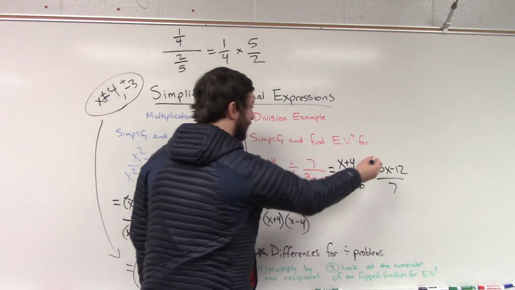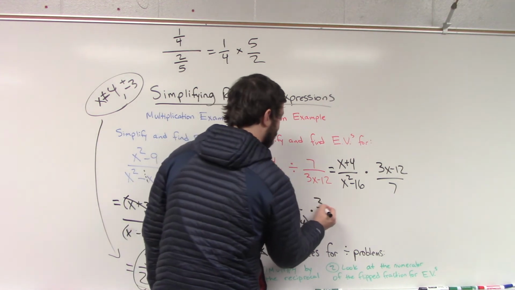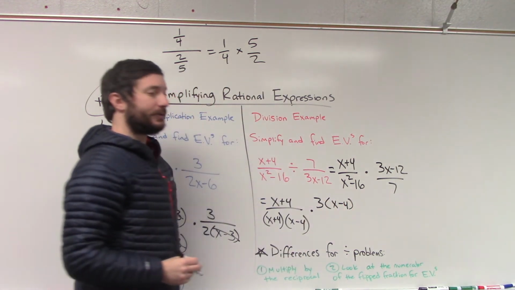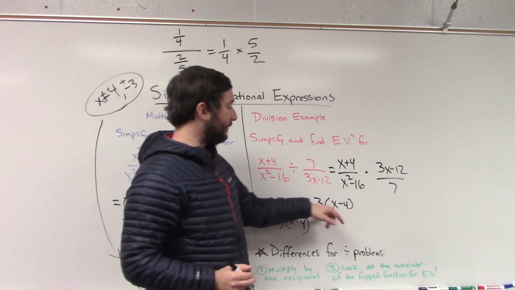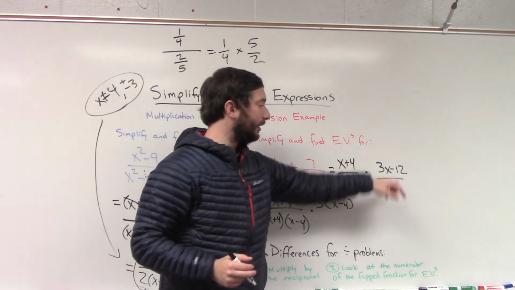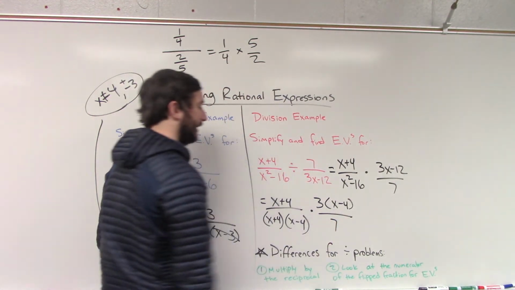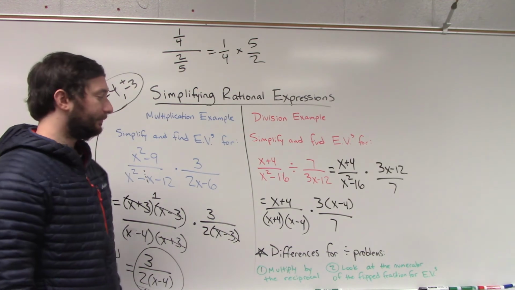We can factor the top right by the GCF method. Divide both of those terms by a 3, right? 3 times x is 3x, 3 times negative 4 is negative 12. 7, that is something that cannot be simplified any further.